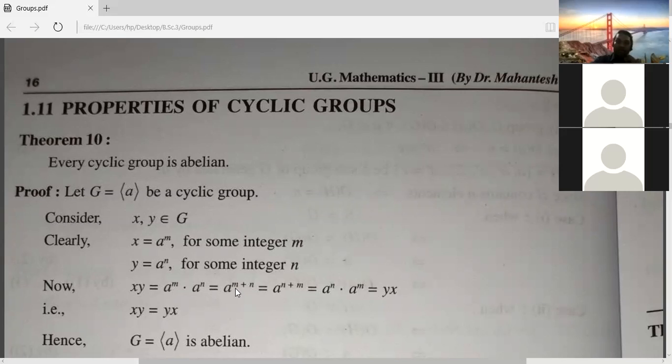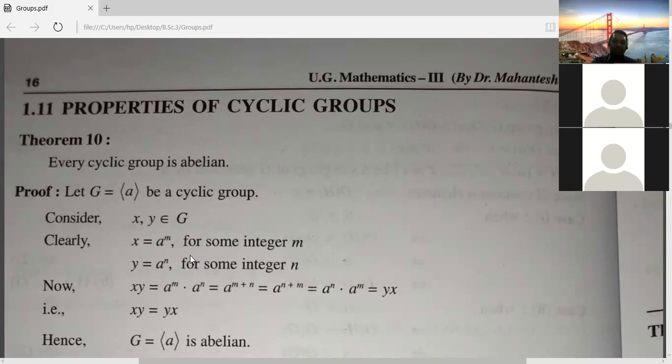And m is an integer, n is an integer. In the case of integers, m plus n equals n plus m, you can write. Therefore, you are writing a to the power n plus m equal to a to the power n into a to the power m. Okay. What is a to the power n? Again, that is equal to y, and a to the power m you can write as x. That means you are writing xy equal to yx.